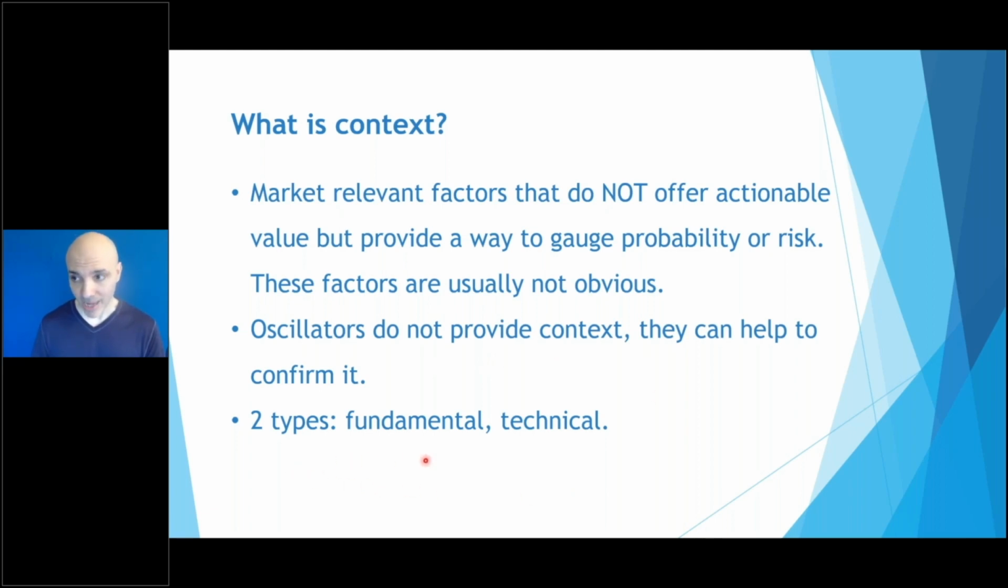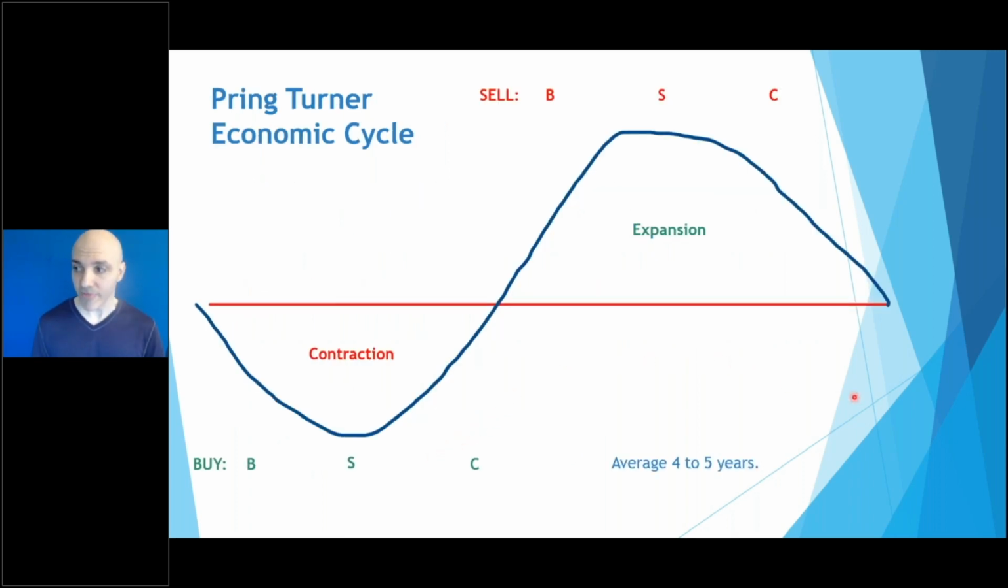Now you have fundamental context and you have technical context. Let me just talk about fundamental very quickly. This is a very important slide that no fake guru will talk about because they don't know about this, okay? This is something I learned as a chartered market technician, and it describes the seasonality of money, all right? Just like farmers plant their seeds and grow their crops based on a season, based on the weather, money also has a similar situation, and this is called the Pring-Turner economic cycle.